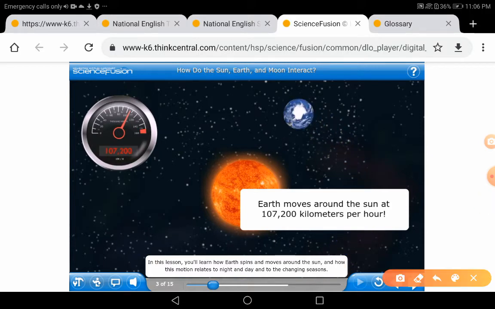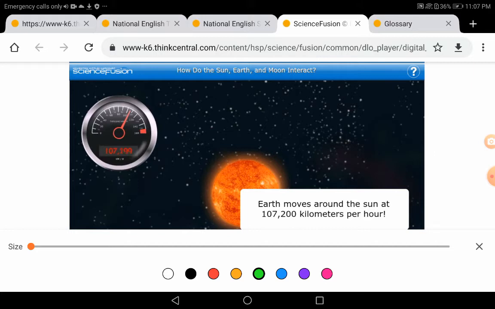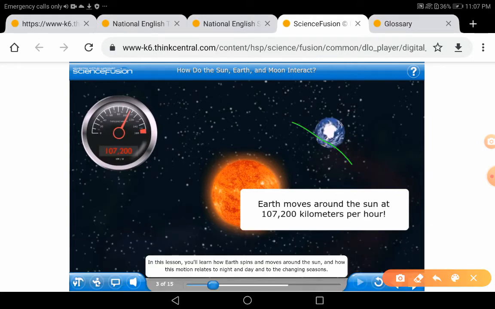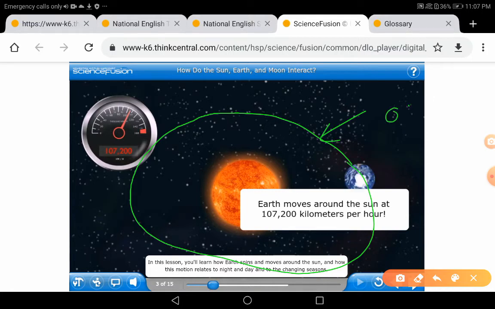Okay, as you can see here, we have two movements of the Earth. One, it spins on its axis this way. The other one, it moves around the sun. The green line is called, do you remember what it is called? It is called the path, right? Or orbit. So we have two movements for Earth.